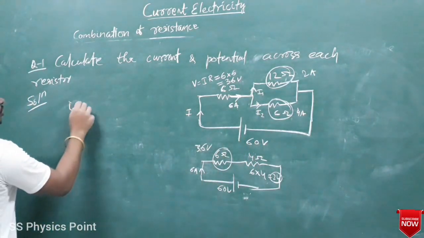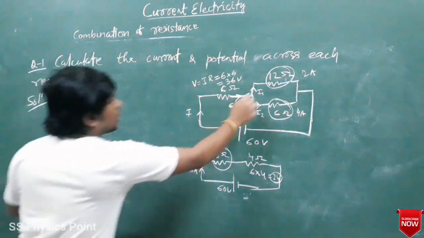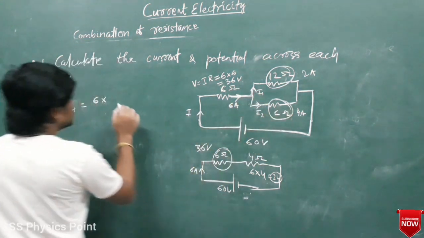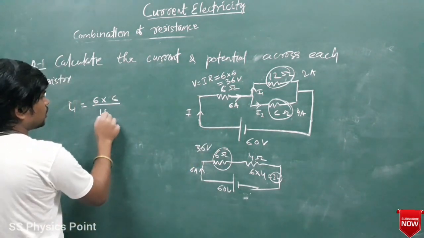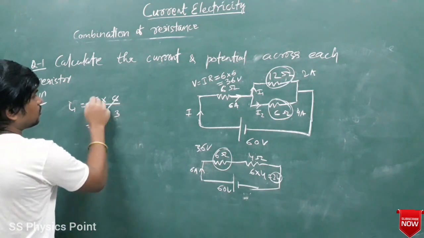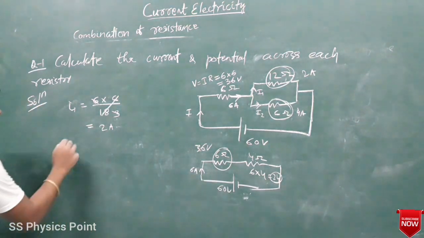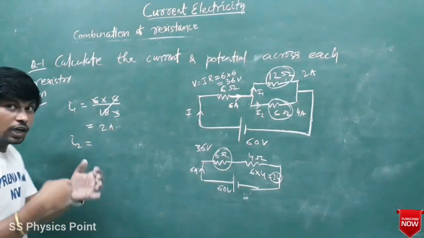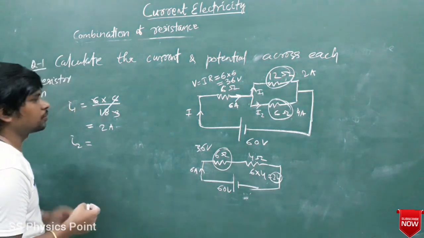I1 was how much, I into R, that is 6 into, I1 निकालना है तो 6 into 6 divided by 12 plus 6 is how much? 18. तो कितना हो जाएगा? 3. This is how much? 2 ampere. Also this way also you can do by using the formula which we have derived earlier. पहले हम लोग जो फॉर्मूला निकाले थे उसी हिसाब से भी आप कर सकते हो.